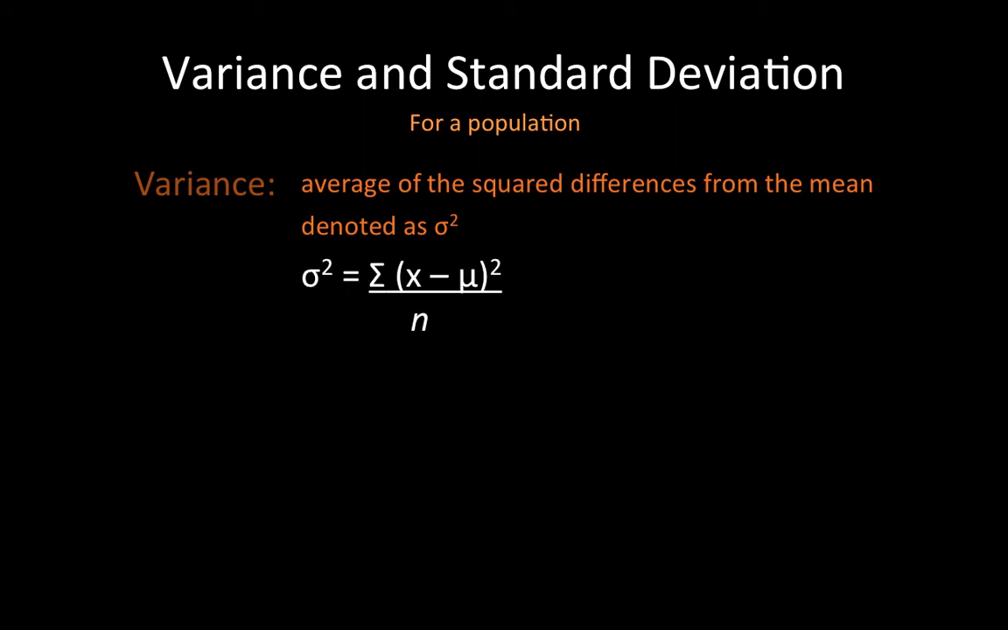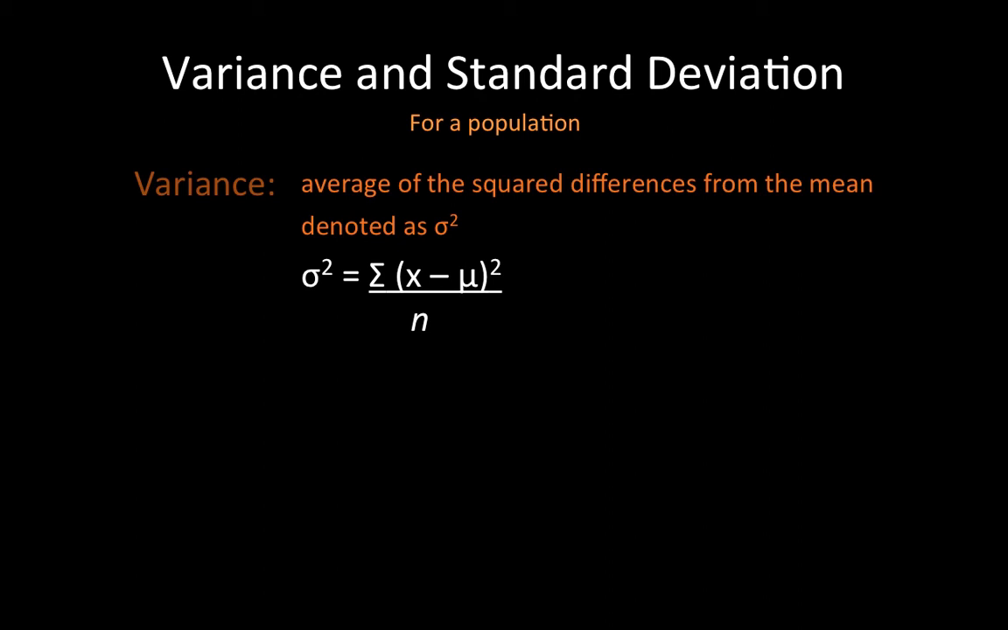So sigma squared equals the sum of each of the x values minus mu, or the population mean, squared, divided by n, or the number of observations. So basically, you find the difference from each individual value and the mean, square that, add all of them up, and then divide by n.